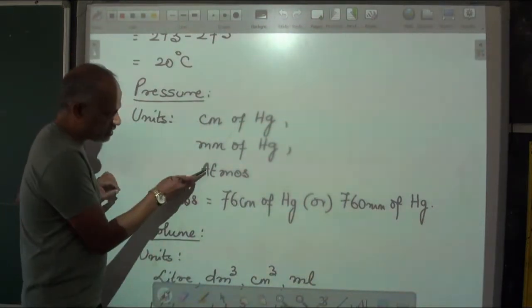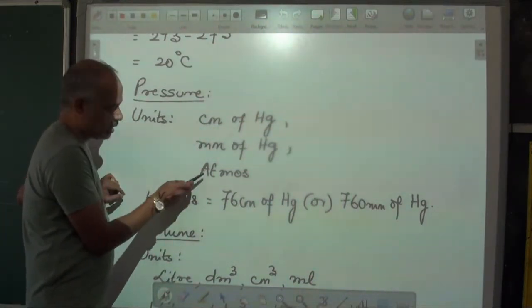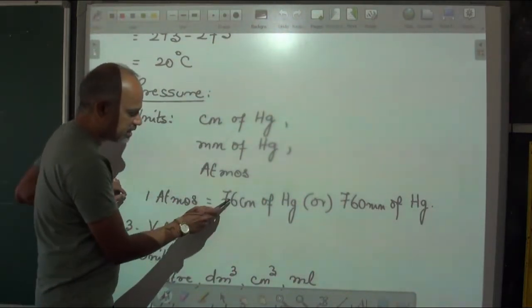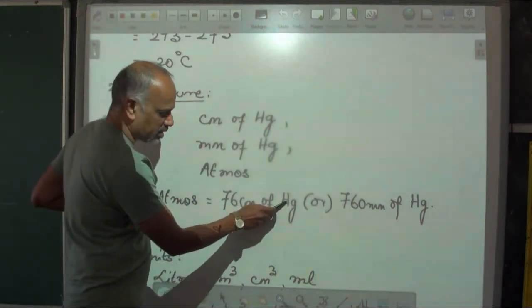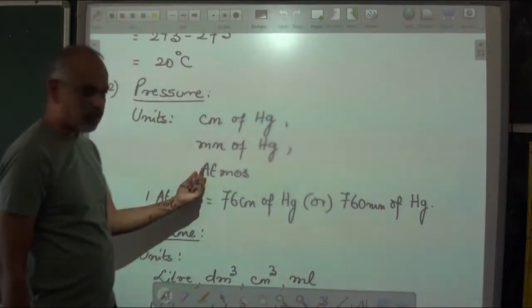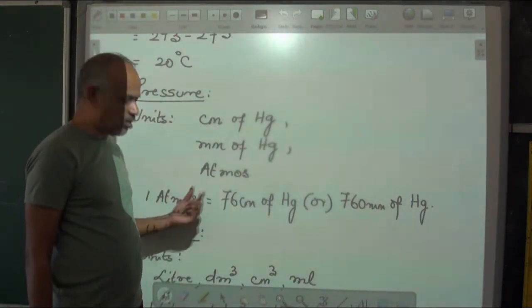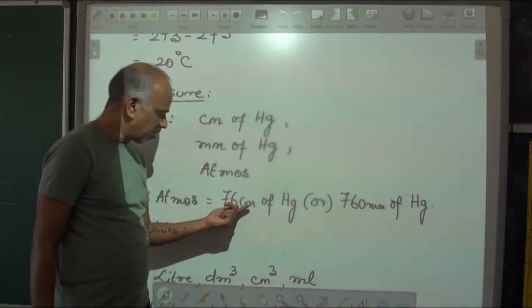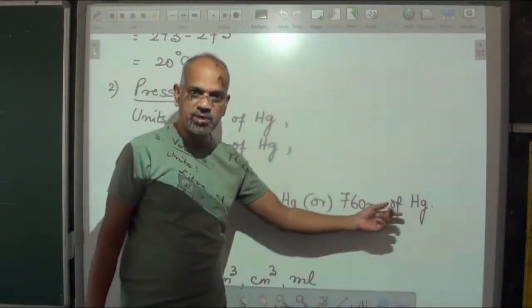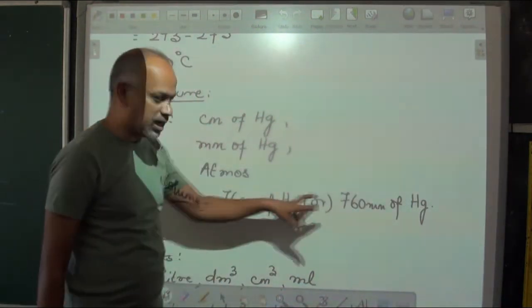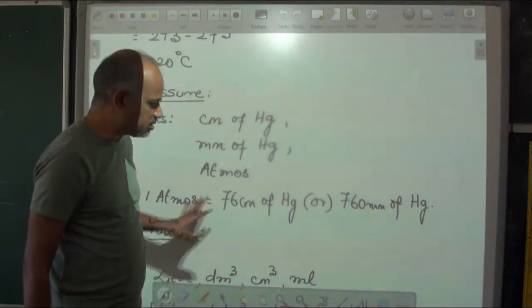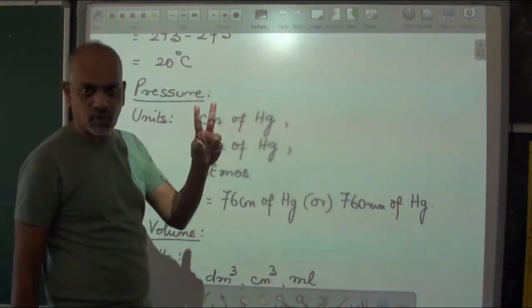Now, there is a relationship between all three of them. One atmos is equal to 76 centimeters of mercury or 760 millimeters of mercury. If you take 1 atmos pressure, it is also equal to 76 centimeters of mercury in centimeters, and in millimeters it will be 760 millimeters of mercury. So that's one relationship that you have to know if you have to change from one unit to another. So that's about pressure, the second quantity.